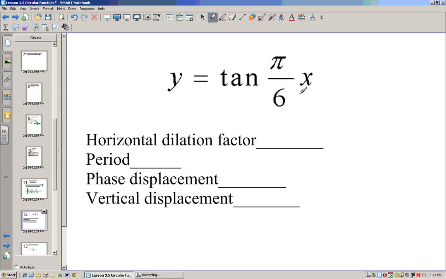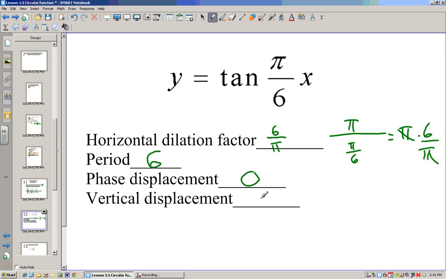All right, if we take a look at this, the horizontal dilation factor is 1 over this, so we're going to multiply by 6 over pi. Now finding the period, tangent usually has a period of pi. So we take pi divided by what it is shrinking by, so pi over pi over 6, which is pi times 6 over pi. Those pi's will cancel out, so our period will just be 6. Our phase displacement is 0. We don't move it to the right or left, and we don't move it up or down.